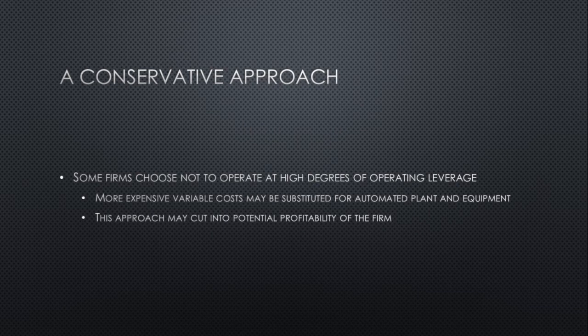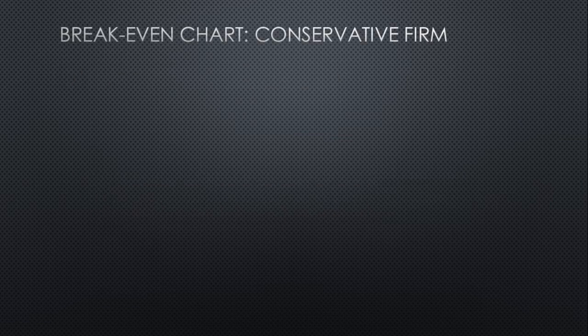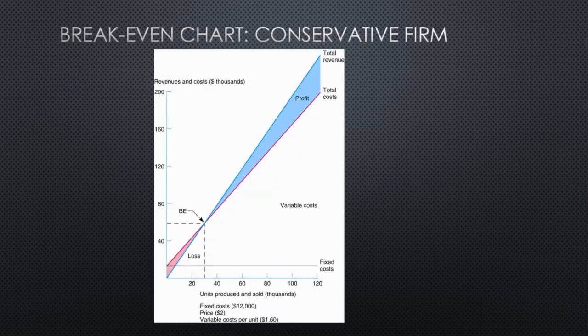Conservative approach. Some firms choose not to operate at high degrees of operating leverage. More expensive variable costs may be substituted for automated plant and equipment. This approach may cut into potential profitability of the firm. A break-even chart shows a conservative firm.